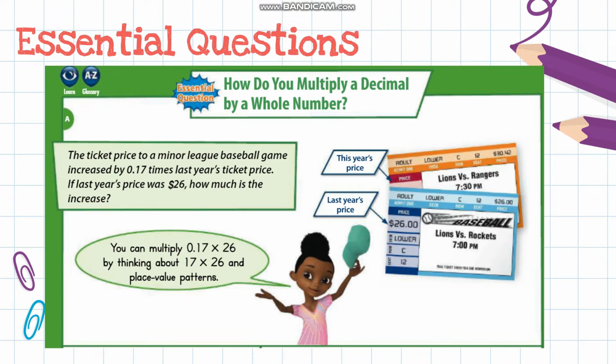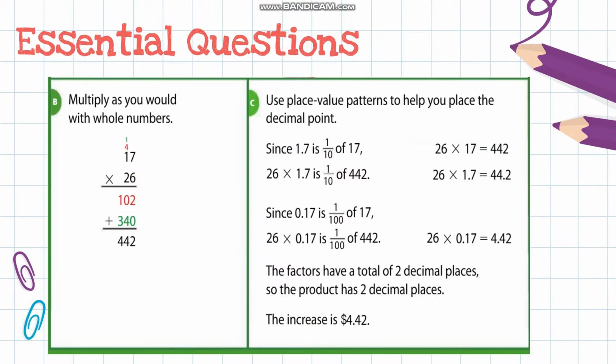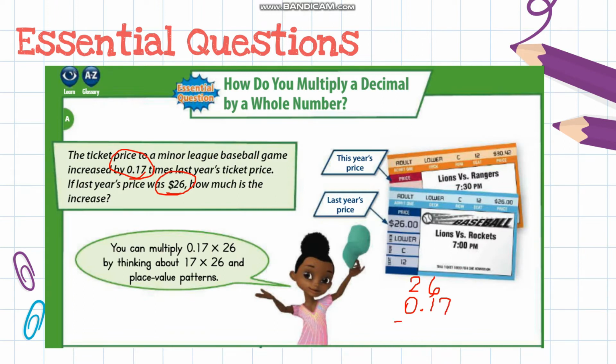So how do you multiply a decimal by a whole number? Multiplying a decimal by a whole number is just like multiplying whole numbers. So the ticket price to a minor league baseball game increased 1.7 times last year's ticket price. If last year's price was $26, how much is the increase? So what we are going to do is multiply as you would with whole numbers. So 26 multiplied by 17.